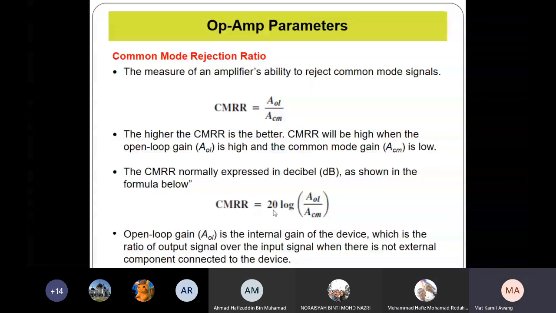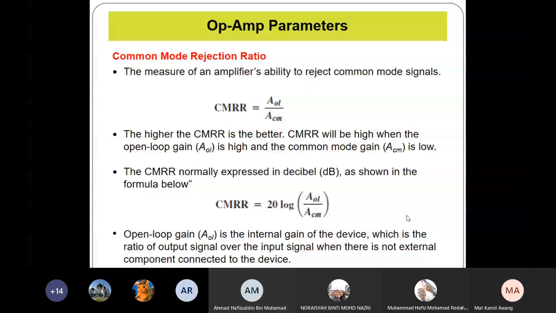The open loop gain, AOL, is the internal gain of the device, which is the ratio of the output signal over the input signal when there is no external component connected to the device except the power supply. That is the open loop gain, AOL.